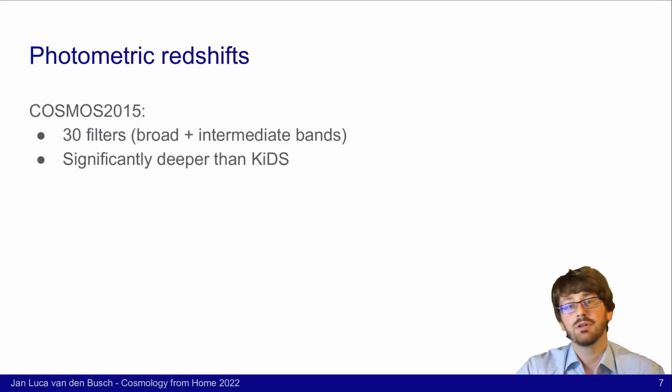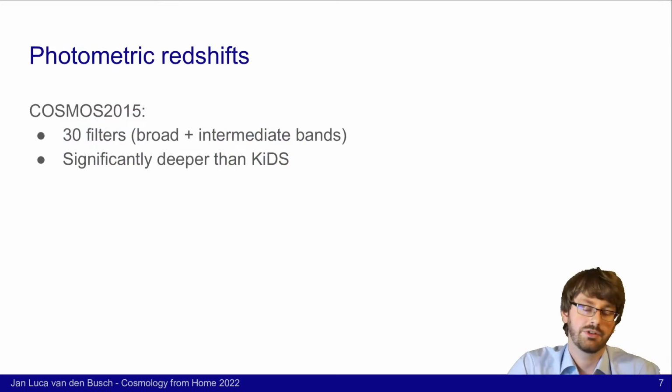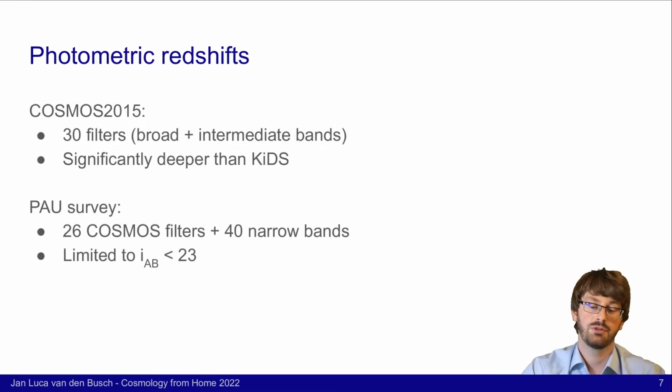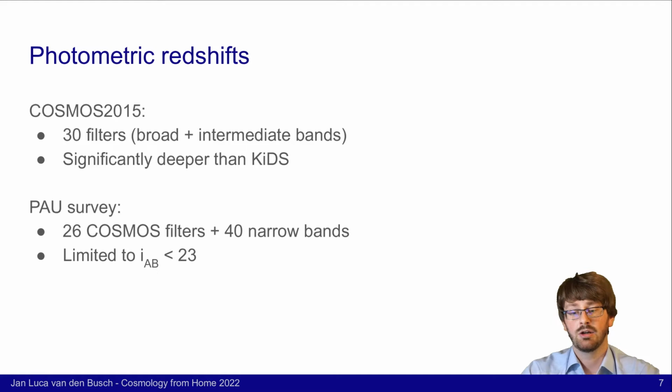But we didn't stop there. We also tried to further increase the completeness of this calibration data by including precision photometric redshifts. And these come either from the Cosmos 2015 sample, which uses 30 broad and intermediate band filters at a significantly higher depth to derive photometric redshifts, and also the PAUS survey, which uses some of these Cosmos filters, combines them with additional 40 narrowband filters to get significantly improved photometric redshifts. But the drawback being that the sample is limited to an I-band magnitude of 23 now.